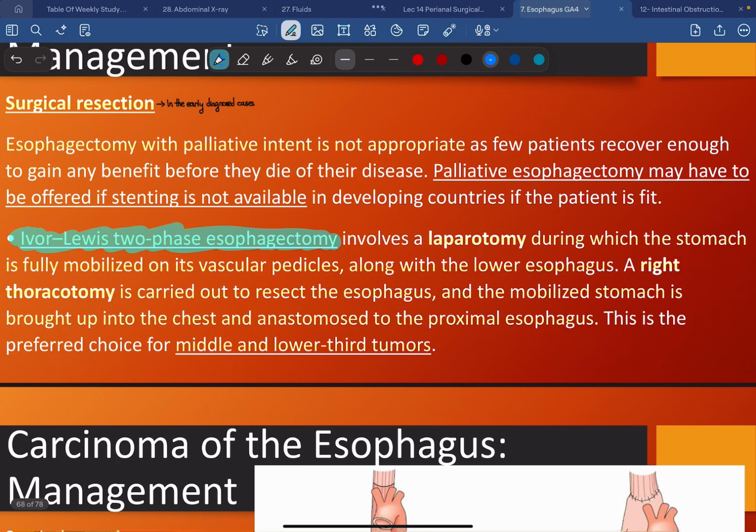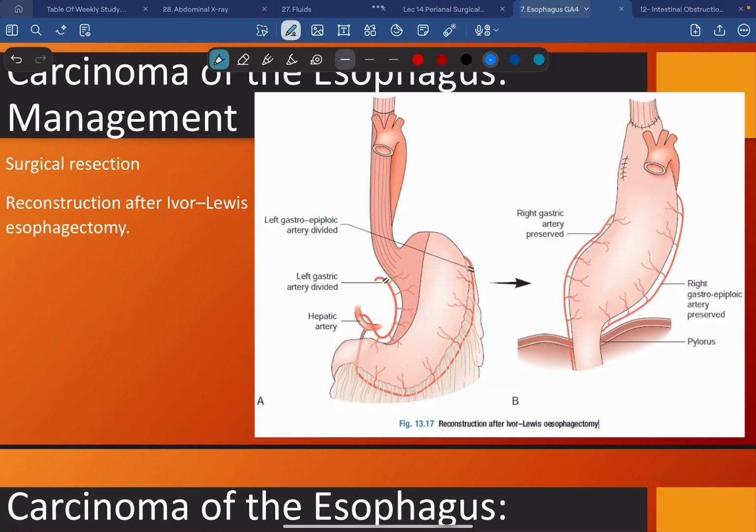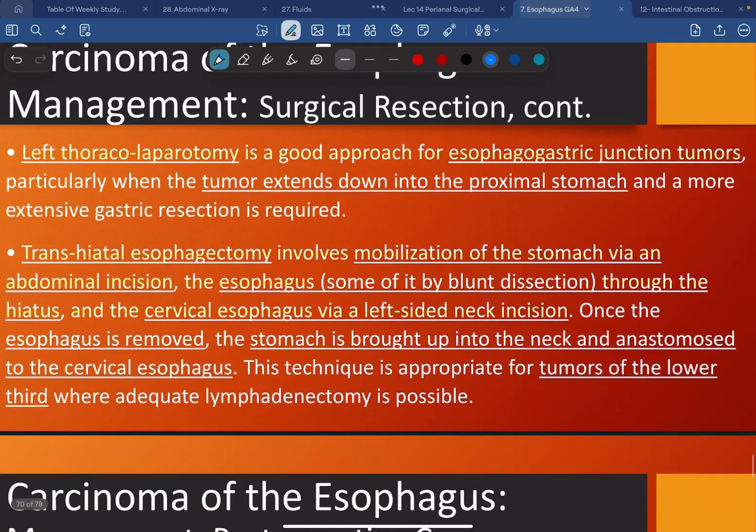This illustration shows the operation of Ivor-Lewis. The other approach is left thoracolaparotomy in one incision, when the tumor is at the esophageal-gastric junction. If the tumor is upper, we cannot have this approach because of the aortic arch.